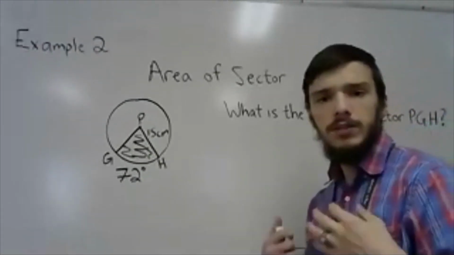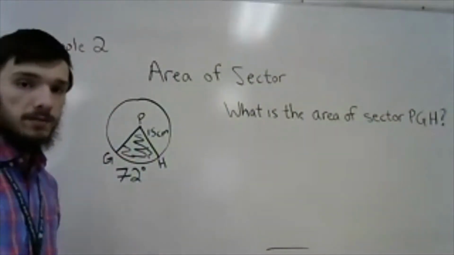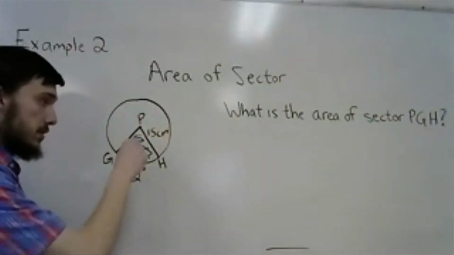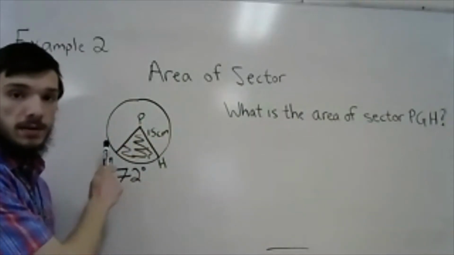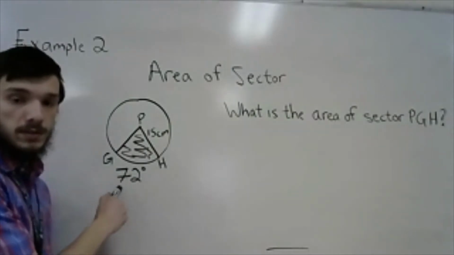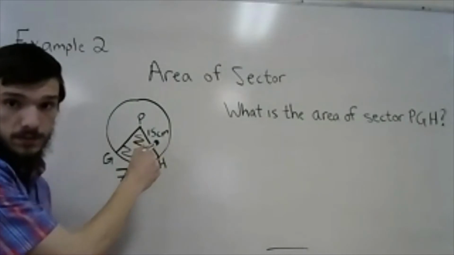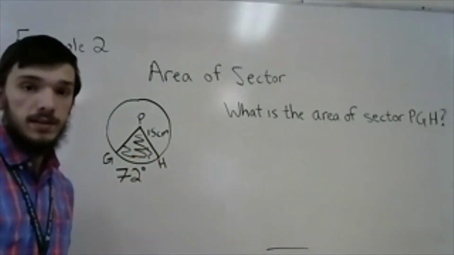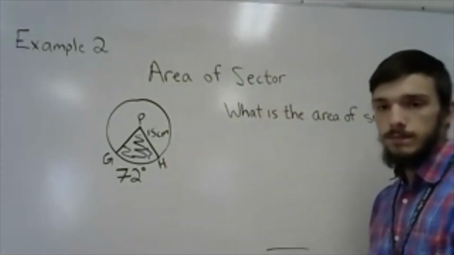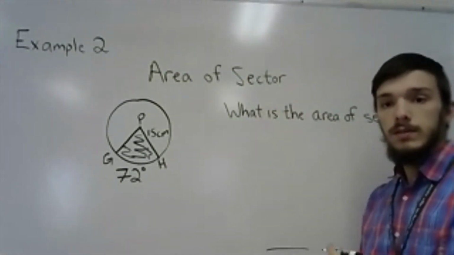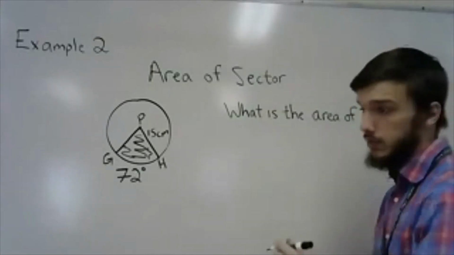Okay, so let's use this idea of finding the area of a sector. Here we're given the sector of a circle P. And this sector is defined by an arc of 72 degrees. And the circle has a radius of 15 centimeters. So we have everything we need to find the area of sector PGH.